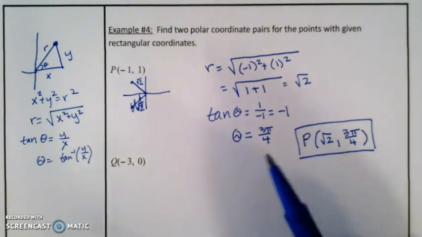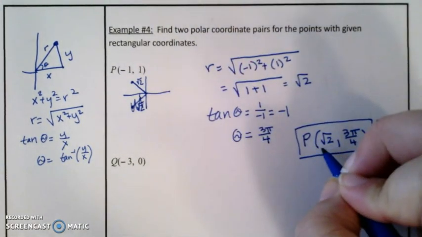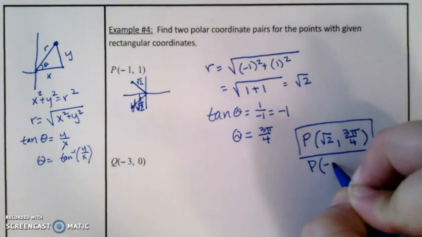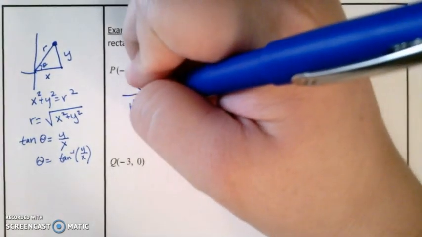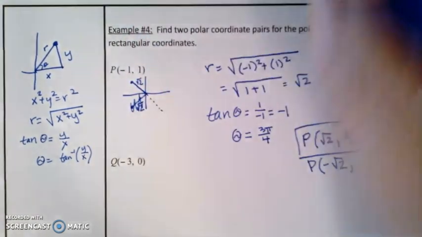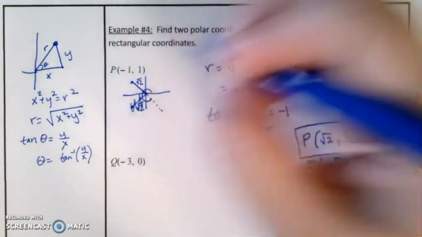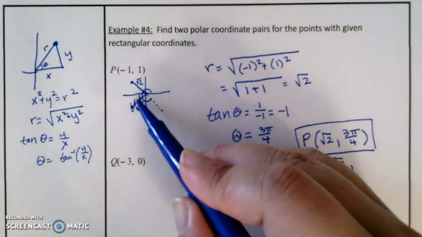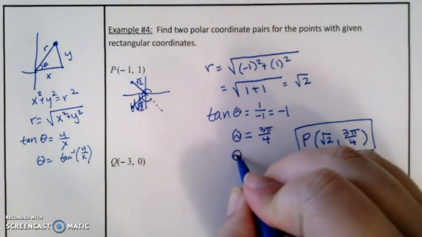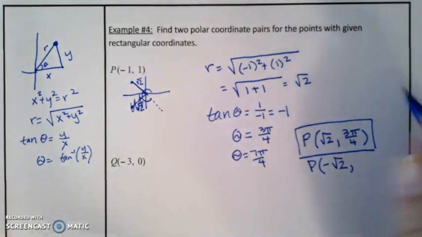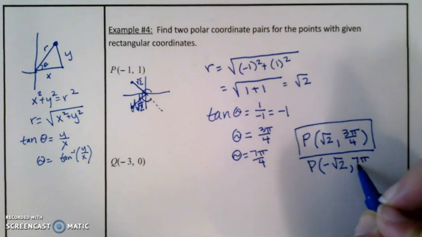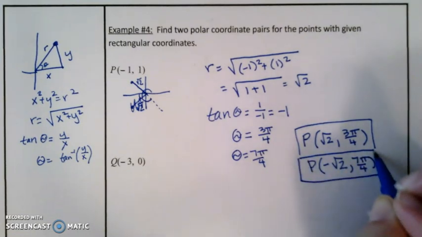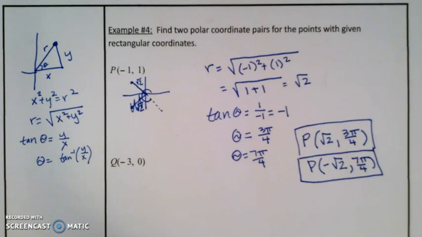So our second polar coordinate pair could be, what if I put P with a radius of negative square root of 2? What would my angle be? And that's the case where my theta is in quadrant 4. So if we're looking at this angle here, it would be 7 pi over 4. So I have radius of negative square root of 2 and theta 7 pi over 4. And there's my second polar coordinate pair. I'll leave part Q for you to practice.